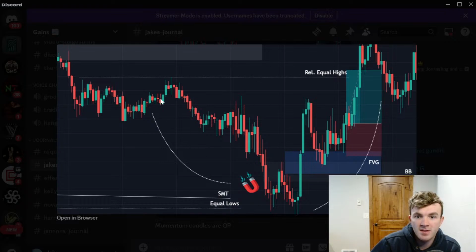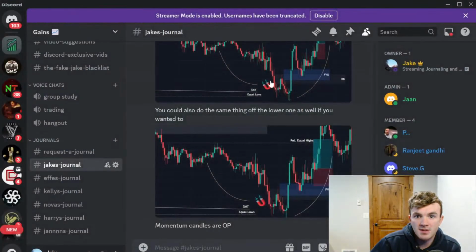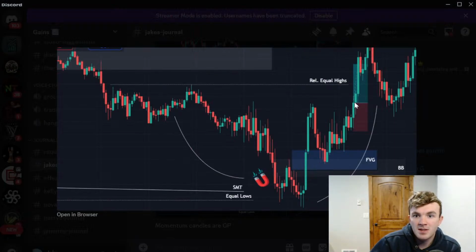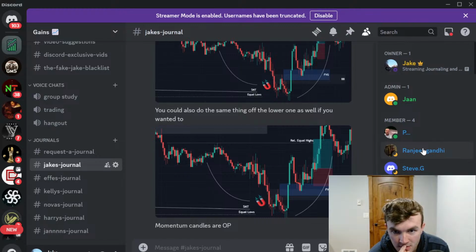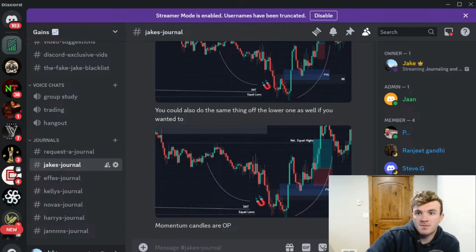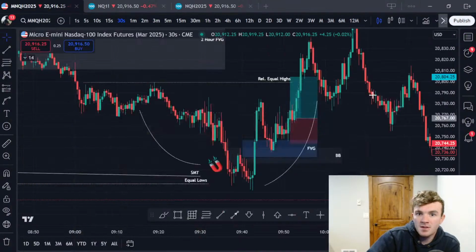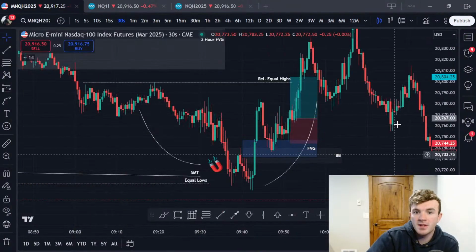Within the context of this model, it's also going into 8 a.m., so this is a really high probability move. And then same thing, if you didn't get this one, then you could have got this one. So, a very, very valuable lesson with those momentum candles. I think understanding liquidity, you know what I mean?